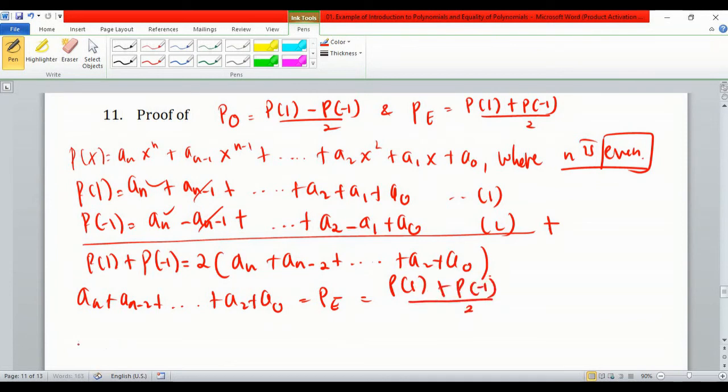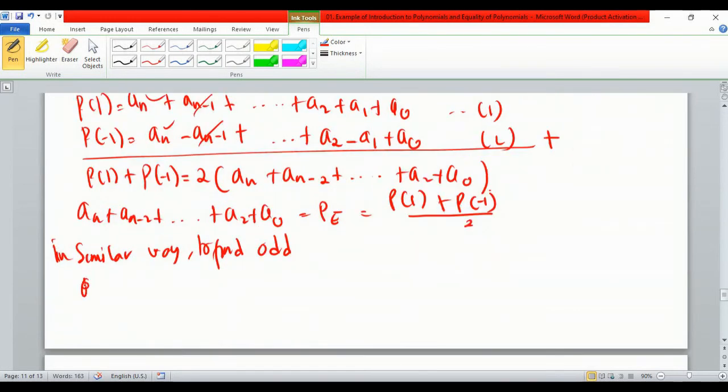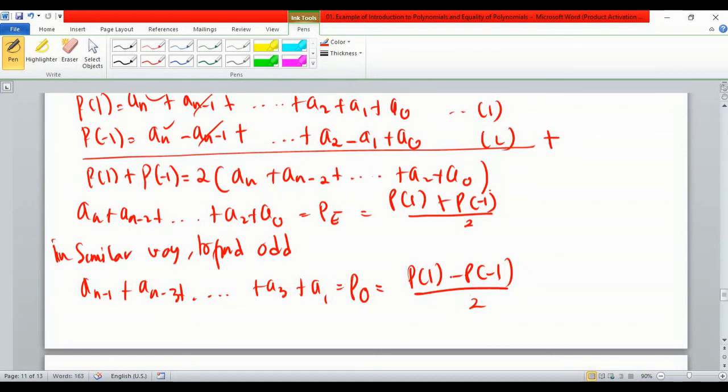In a similar way, to find the odd, we can write a_(n minus 1) plus a_(n minus 3) plus dot dot dot plus a3 plus a1. This one is equal to P odd, which equals P(1) minus P(minus 1) over 2. I hope you understand what I'm explaining, everyone.